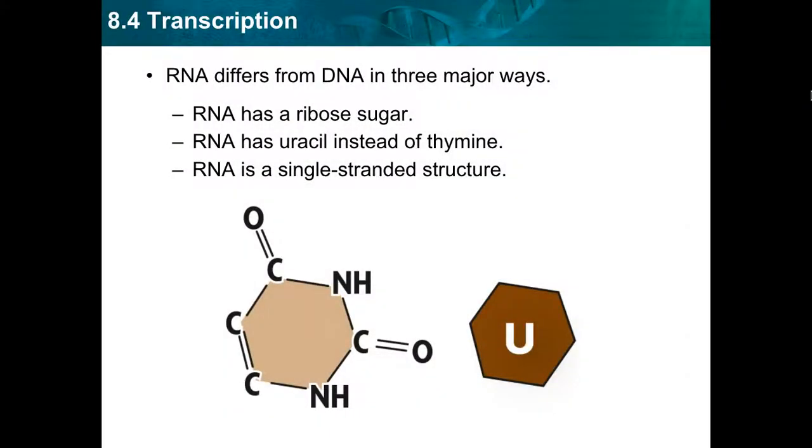So RNA, or ribonucleic acid, differs from DNA, or deoxyribonucleic acid, in three major ways. First, RNA has a ribose sugar, whereas DNA has a deoxyribose sugar. Second, RNA has the nucleotide uracil instead of thymine. And finally, RNA is a single-stranded structure, whereas DNA is a double-stranded structure.